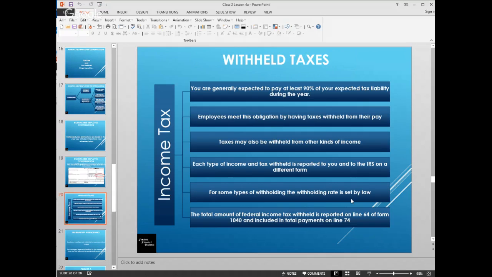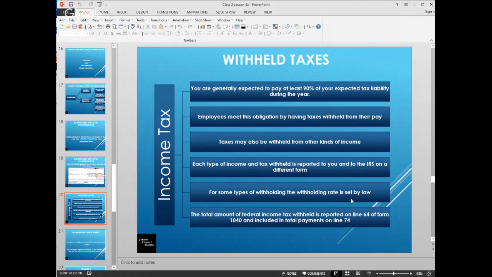Withheld taxes. This is an important piece that needs to be understood. When you are earning money, you are actually having taxes withheld. This is part of the tax plan in the United States. So you're generally expected to pay at least 90% of your tax liability throughout the year. And this is done either by withholdings from your paychecks, and most of us are used to that, or if you're self-employed, you should be paying estimated taxes, because they are looking for 90% of your tax liability to be paid during the year.